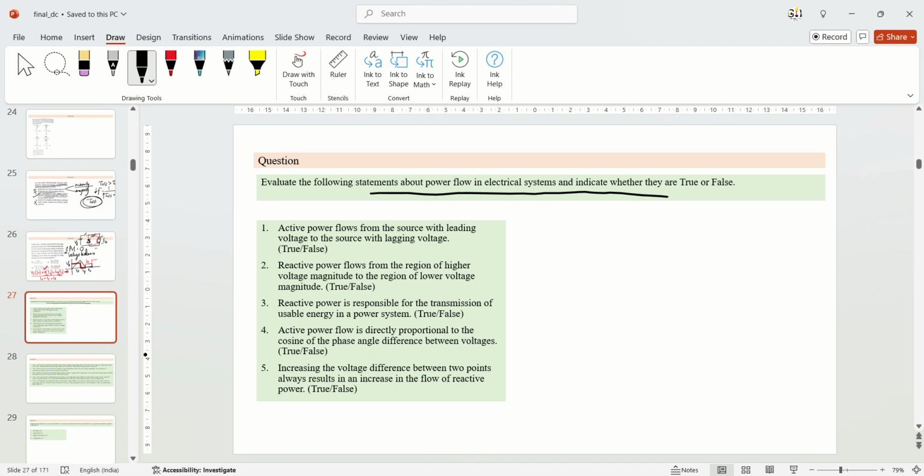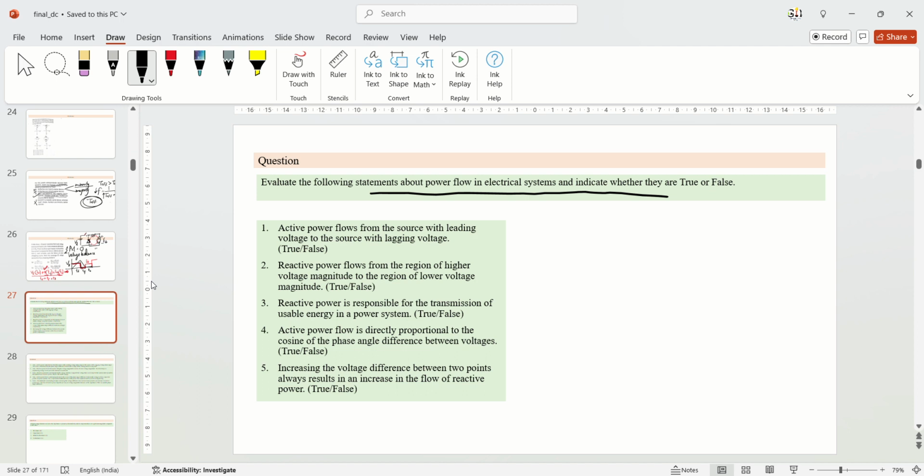Okay, let me give the solution for this question. These statements are related to the active power and the reactive power transformations in this system. Let me read out the first statement.